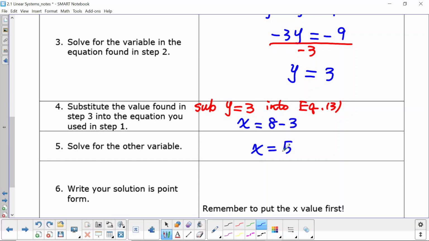Now you are going to write your solution in point form. We are going to write the point P.O.I. It means point of intersection. This is what we are looking for in linear systems.